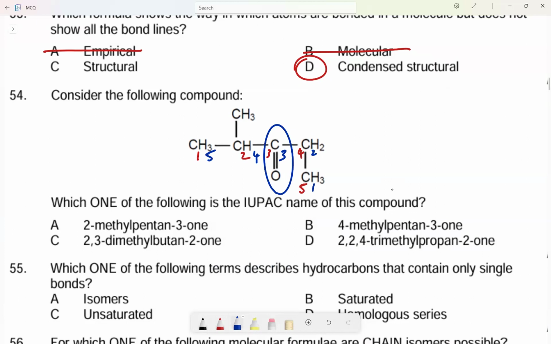If the functional group has the same number, I need to prioritize a branch. Which one is a branch? It is this one. Between 2 and 4, which one gives the smallest number? It is 2. So it means I'll take the red one. How interesting is that? So it's going to be 2-methyl, then 1, 2, 3, 4, 5.